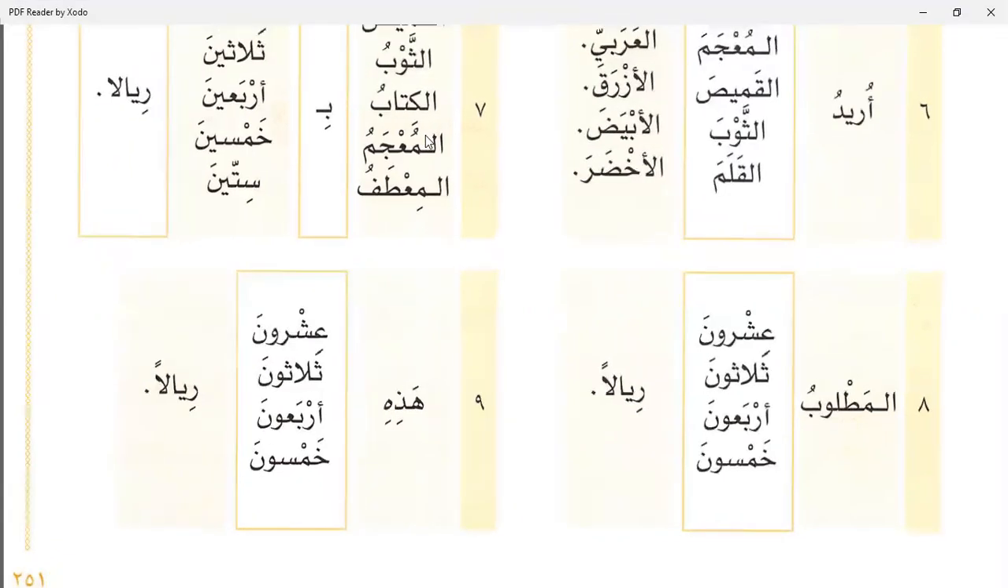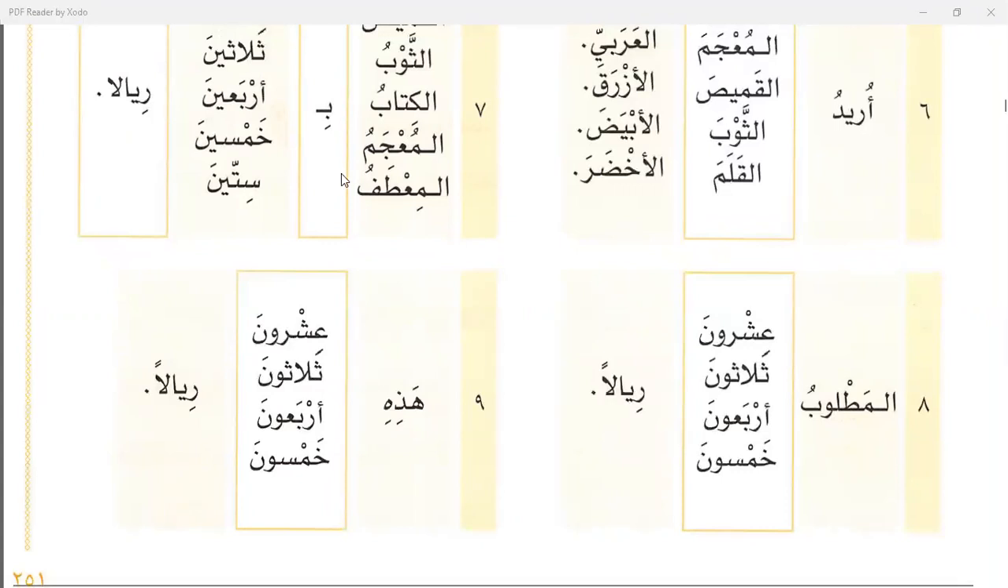Al-matlub ishrun riyalan. 20 riyals are required. Al-matlub thalathun riyalan. There is no mention of I in this sentence. 30 riyals are required. Al-matlub arba'un riyalan. 40 riyals are required. Al-matlub khamsun riyalan. 50 riyals are required.